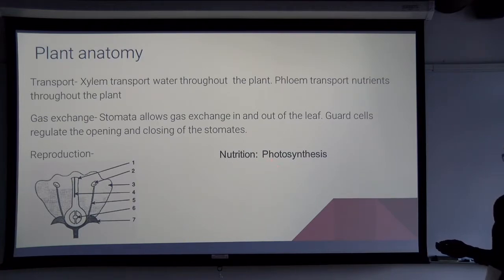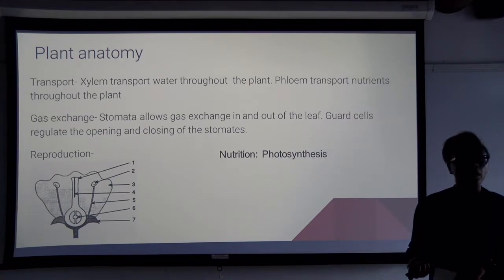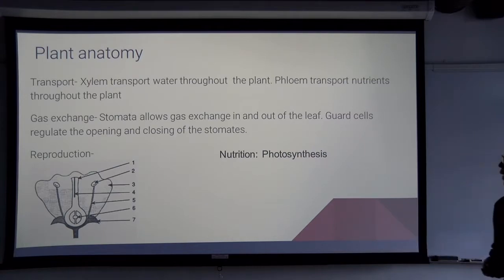Nutrients are obtained through photosynthesis, which we've covered. That takes place in the leaf of the plant, where we see chloroplasts, and it will carry out the photosynthesis in the chloroplast.